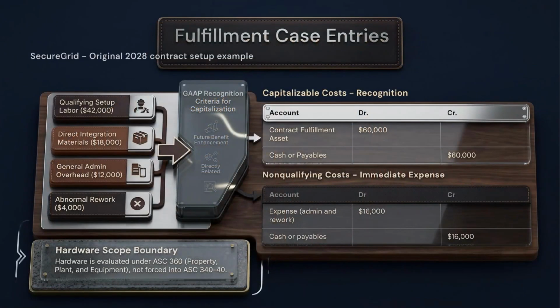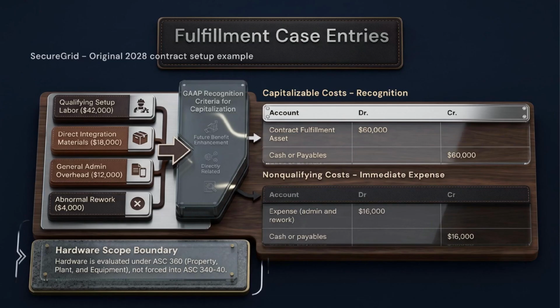Let us apply this through SecureGrid. In 2028, SecureGrid begins a 4-year infrastructure monitoring contract. It incurs $42,000 of qualifying setup labor and $18,000 of direct integration materials. Together, these total $60,000. So the entry is debit contract fulfillment asset $60,000 and credit cash or payables $60,000.